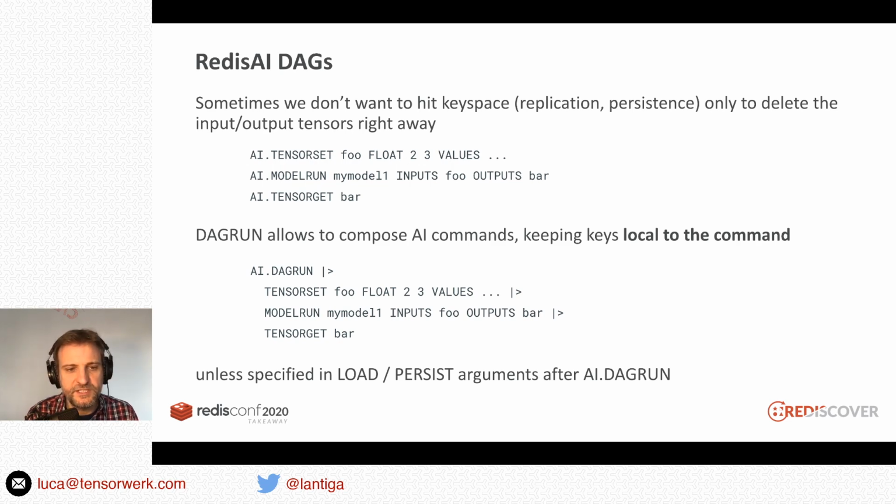It will only persist in memory without hitting key space, so without being replicated, for the duration of the DAG run command. If the DAG run command fails, that will vanish. And so in this way, we can express a computation where we set the tensor on the fly, run a model where foo and bar are local to the command, and then get the result back as if it is in fact a single command running, so it never hits key space. So really this is a read-only operation in this case.